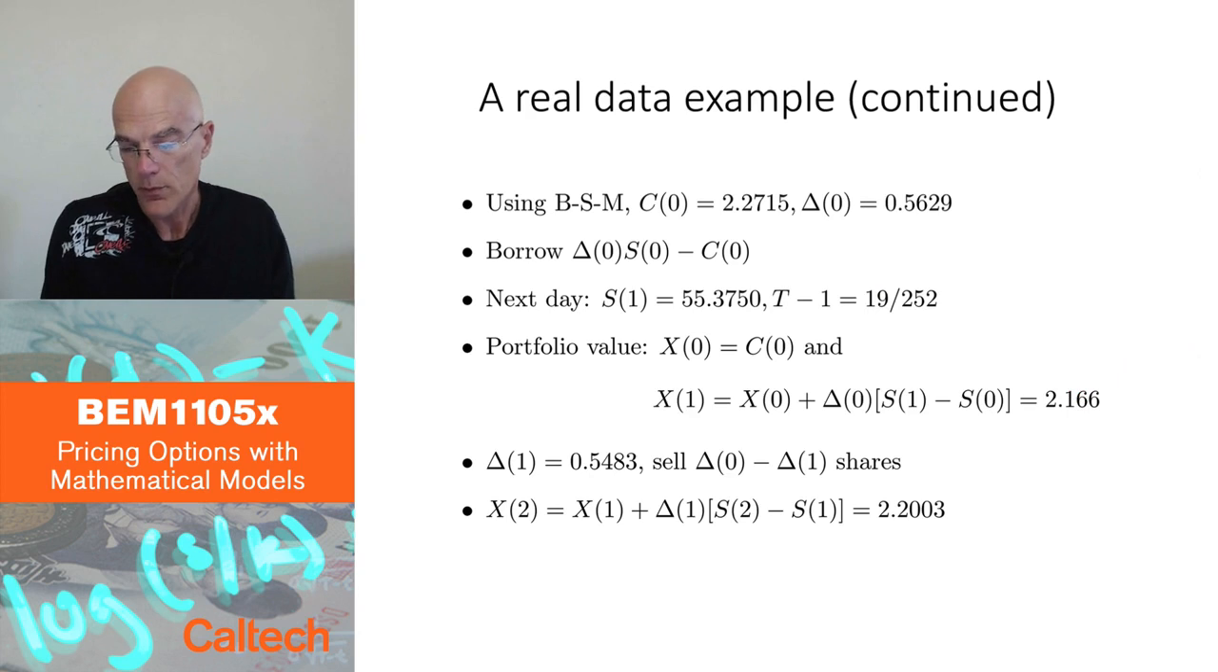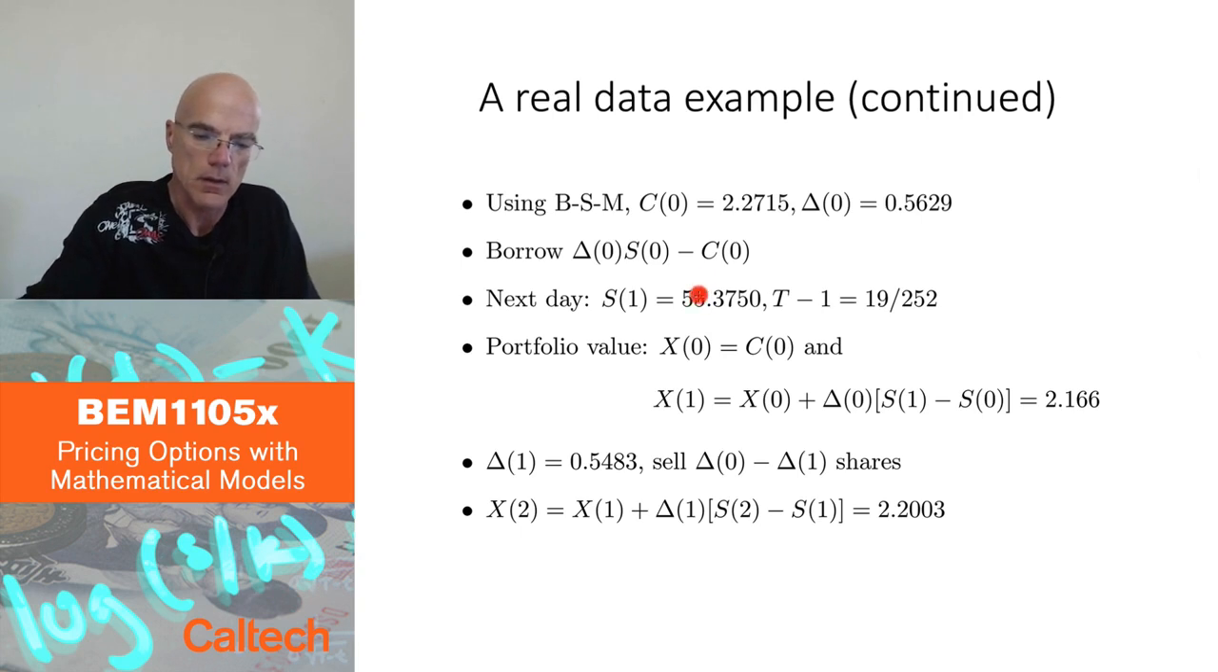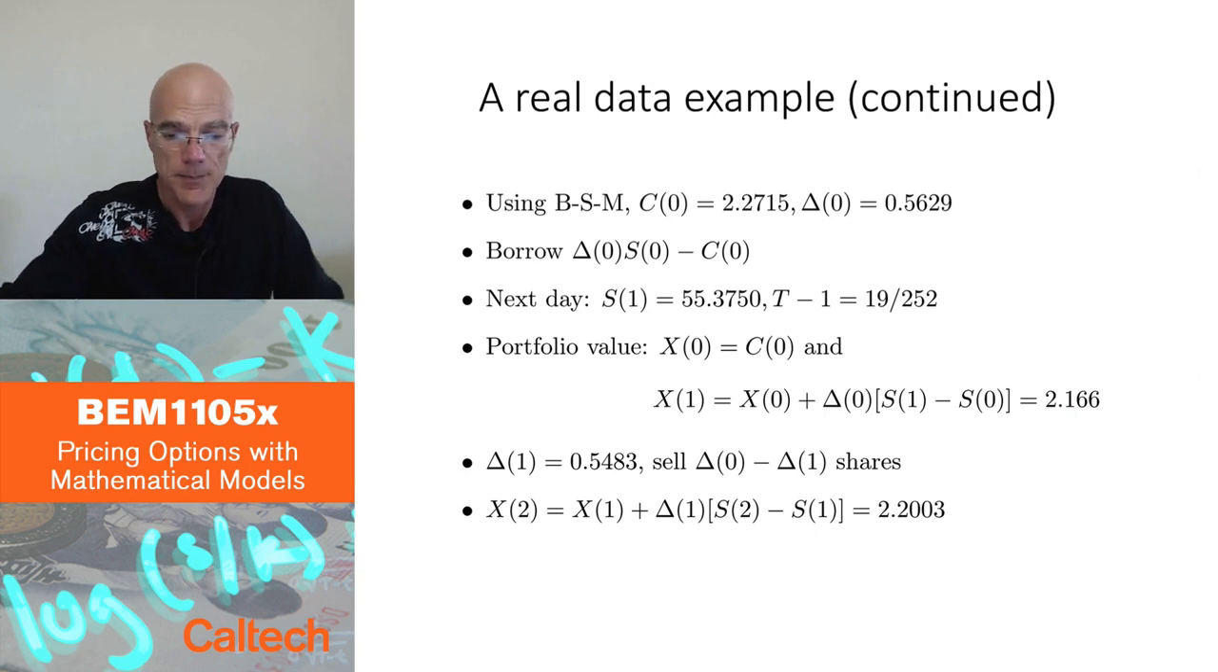My replicating portfolio goes down, which is natural because the stock actually went down from 50. It went down, and the call option goes down if the stock goes down in value. So that's why my replicating portfolio also goes down. And then I continue like this.